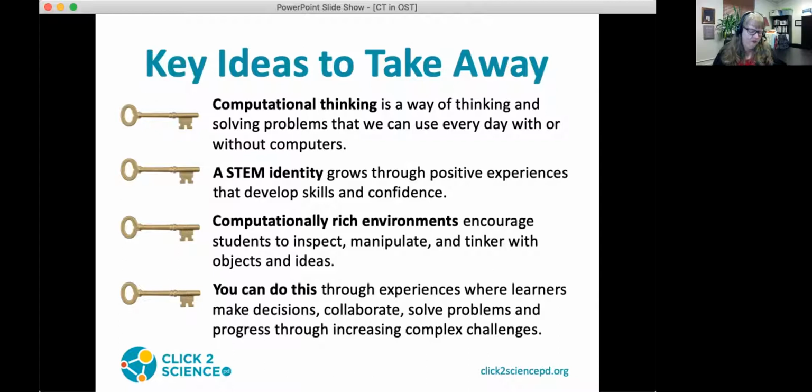And you can do this through experiences that are collaborative, that include decision making, solving problems, and use that progression of increasingly complex challenges. As a group, we shared a lot of resources that are available for you to use, and I will capture all of those from our chat box and include them in the handout that will be posted with the webinar of today's recording. So the recording of today's webinar, you can come back by tomorrow afternoon. It should be posted, and you can see what those resources were that were shared in the chat box. And I'll also find links to go with them, so you can click right on them in the PDF and find the resources.